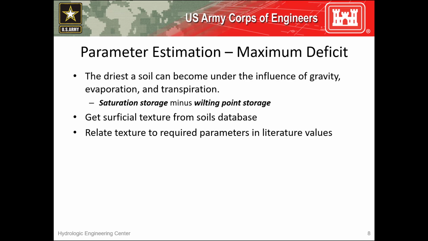Saturation storage refers to the amount of moisture that can be held within a soil column when all the air bubbles have been forced out. Now, soil's effective porosity is a pretty good estimate of saturation storage. Wilting point storage refers to the amount of water that is so tightly bound to soil particles that it cannot be evaporated or transpired. Technically, this parameter is defined as the water remaining within an initially saturated soil column when subjected to a sustained pressure of negative 15 bar, or 217.5 pounds per square inch. Like I previously said, this parameter is best estimated using superficial texture from a soils database and then related to literature values.